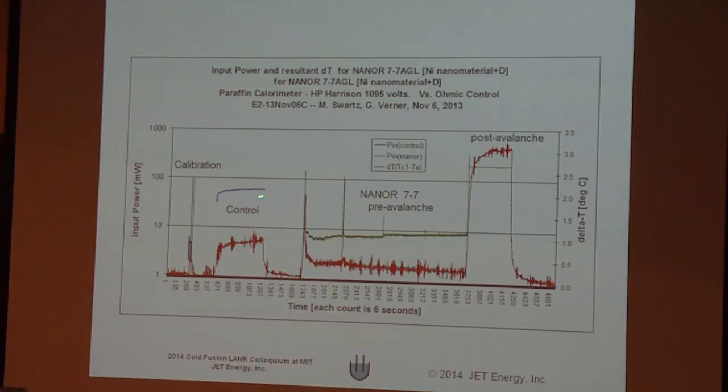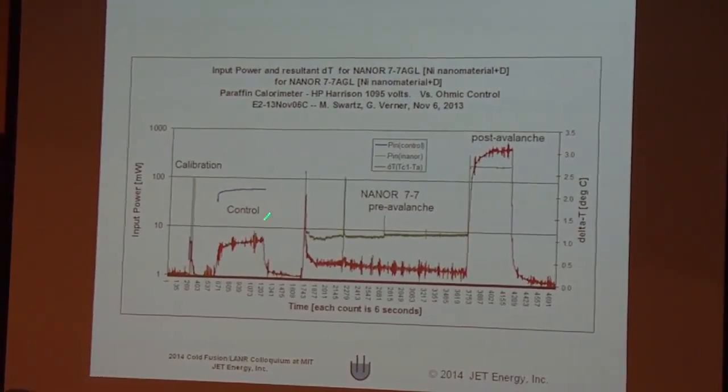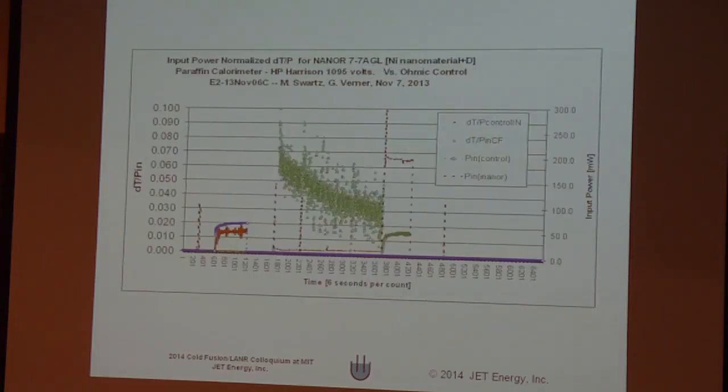So for example, here we're looking at input power from 0 to 1 watt. Here's our delta T, 0 to 3.5 degrees. And here's our control, input, output. Here's our control pre-avalanche, output. Here's the avalanche, here's post, and I'll show you the results.